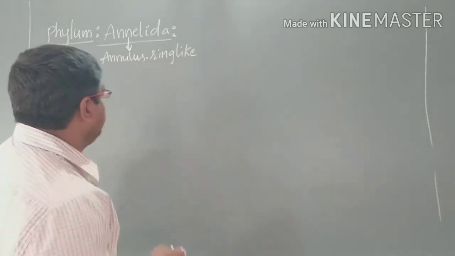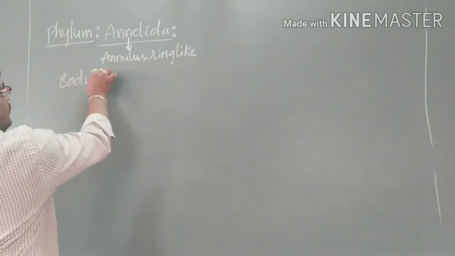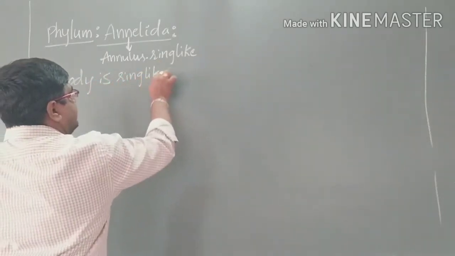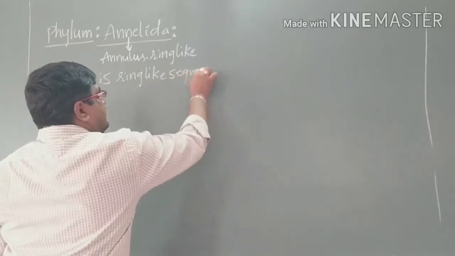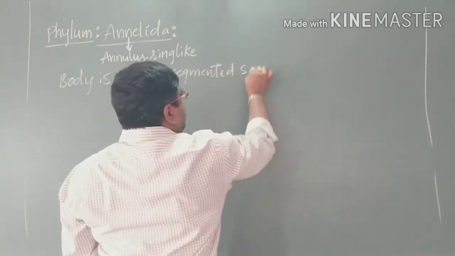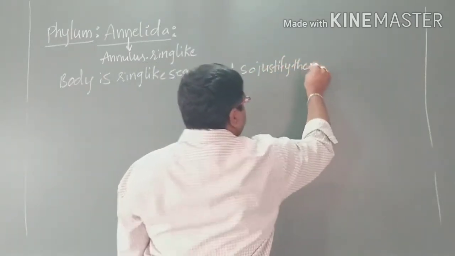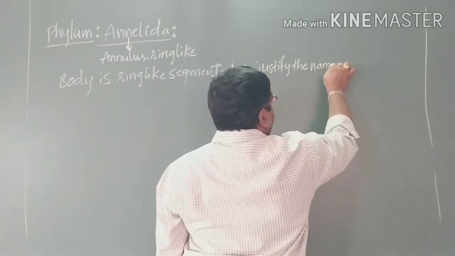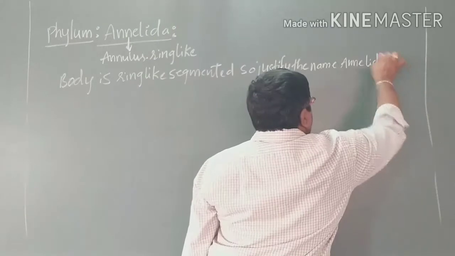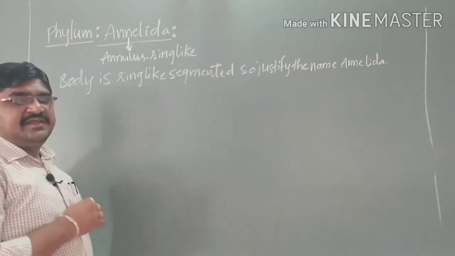That means here the body is ring-like, ring-like segmented. So justify the name Annelida. So these are presenting, justifying the name as annelidans.